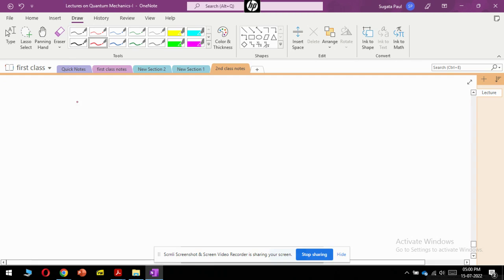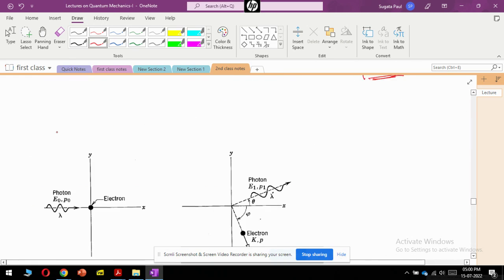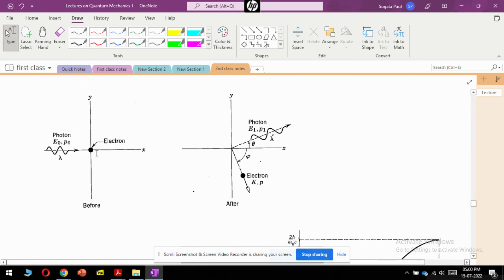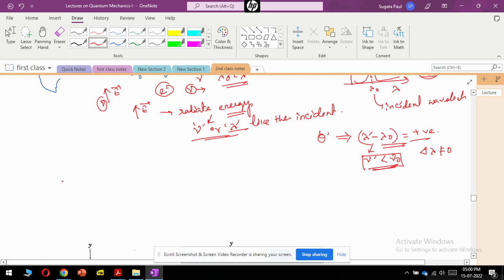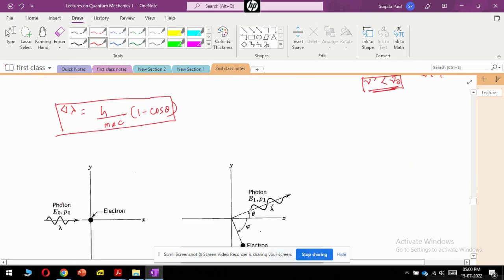Here, let's say we have to prove that delta lambda, the Compton shift, is equal to h by m e c into 1 minus cos theta. How do we prove that? Now just follow this diagram.